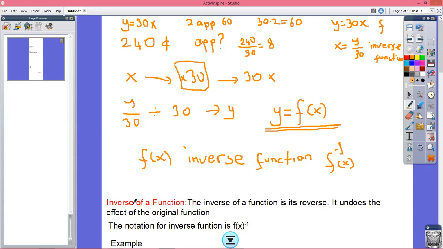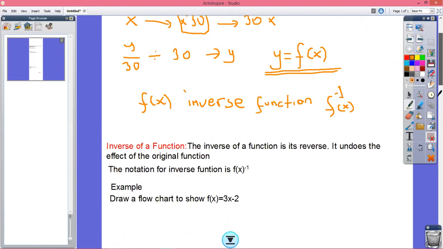Here the meaning is inverse of a function. The inverse of a function is its reverse. It undoes the effect of the original function. Do you remember there were inverse operations? Inverse operation was between multiplication and division, and addition and subtraction. Here over the function we are going to do this one. Now you will remember.